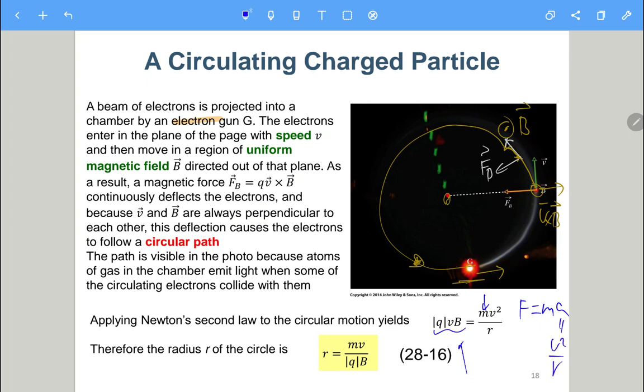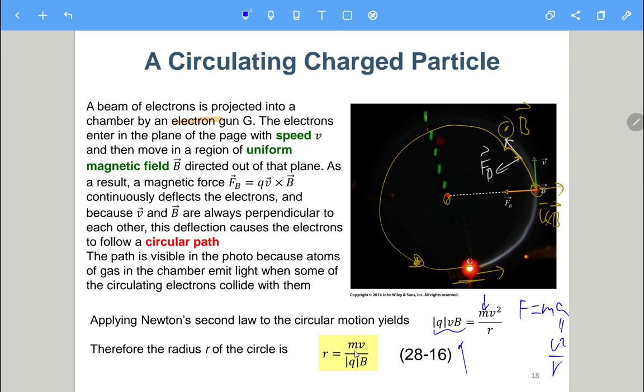I suppose you should have learned it in high school. So in that case, v and v can be cancelled. And we finally move r to the left side and move qB to the right side. So we will find that r equals mv over qB. So this is the radius of the circular motion.